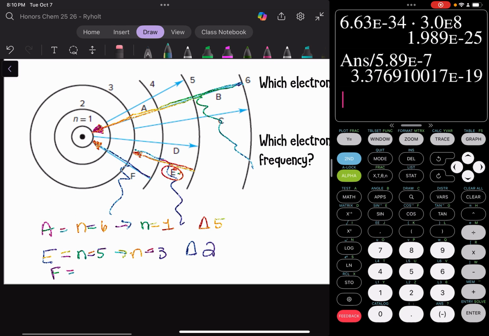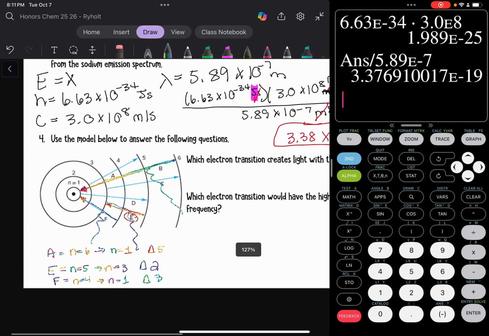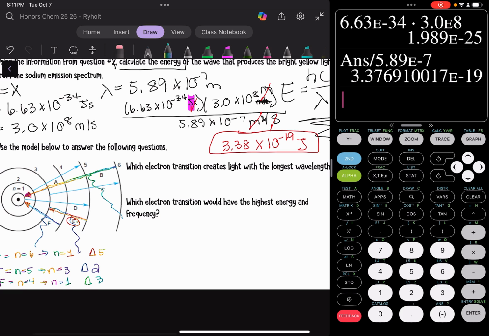F starts here at principal energy level 4, and it's moving to principal energy level 1. So that's a delta, a difference, of 3. Now we understand A has fallen the furthest distance, E has gone the shortest distance, and F is somewhere in the middle. Let's go back to the questions now.